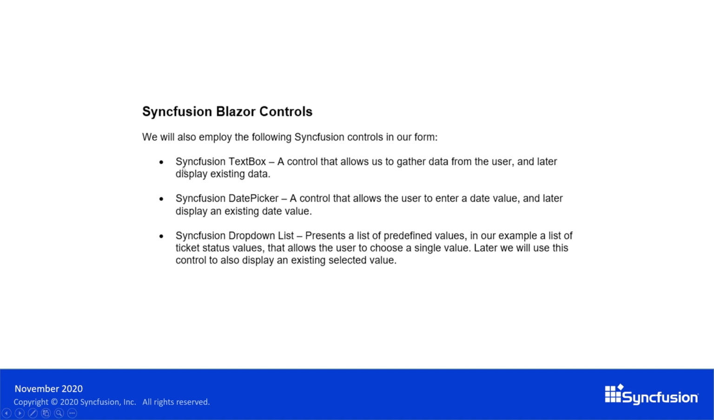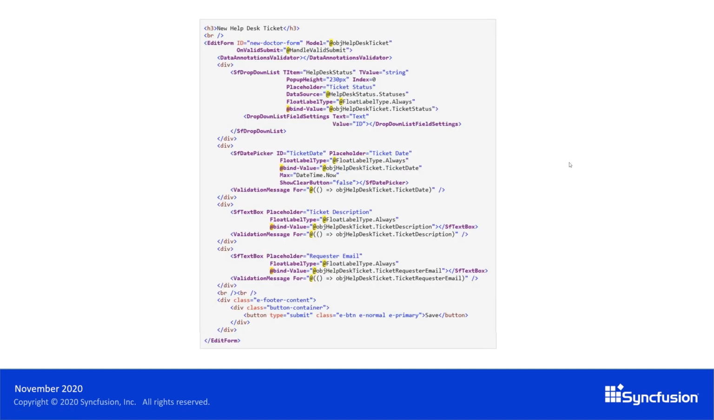And then in the next code I'm going to show you, we'll be implementing the Syncfusion text box, the date picker, and the drop-down list. And here's the code. I apologize that it may be a little small for you, but again, like I said, you can see all the code in the GitHub, but I just want to call out a couple of things. First off, the model, while it says OBJ help desk ticket, the type of this is the help desk ticket that I showed on the slides before. So that's how the wiring up for the validation is done.